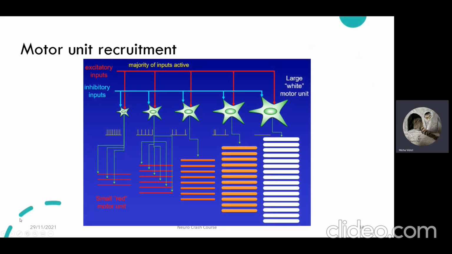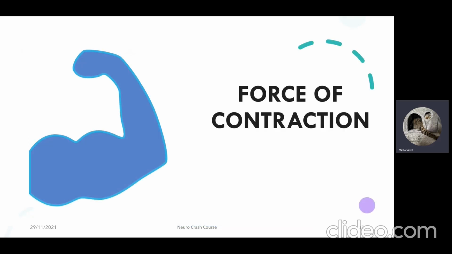So going back to this image here, if you were using quite a few of these red small motor units, it may be more effective for you to go up to the next step and just use one of this bigger size. And that would happen until the largest size, so that you could reach the force of contraction that you needed.